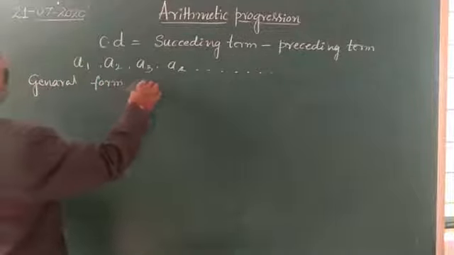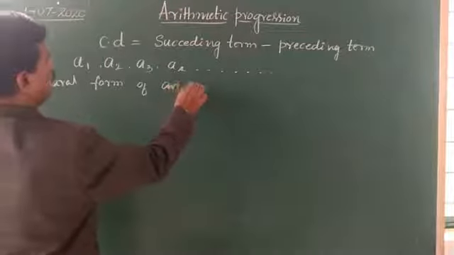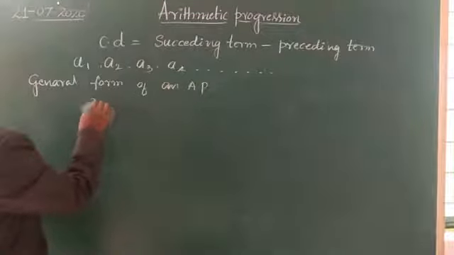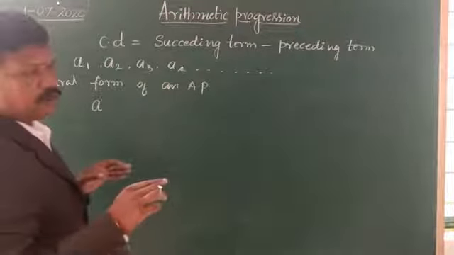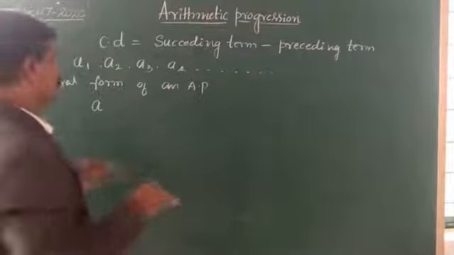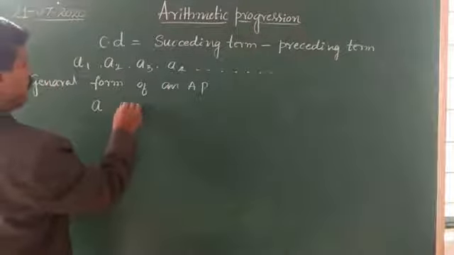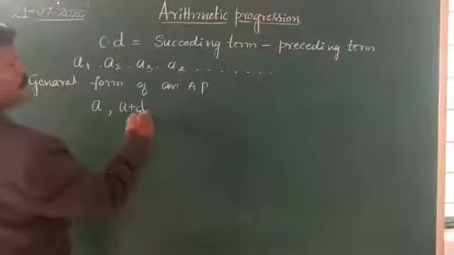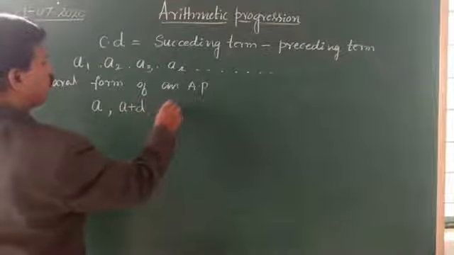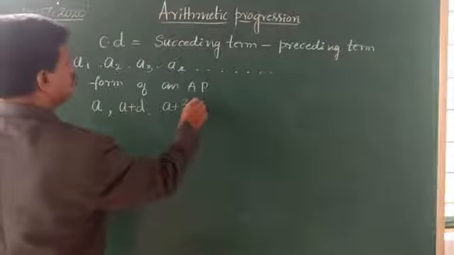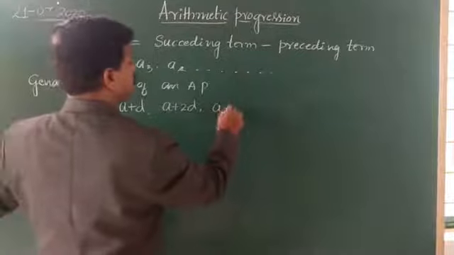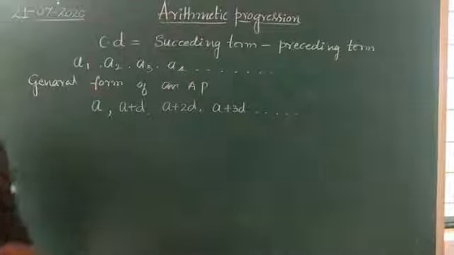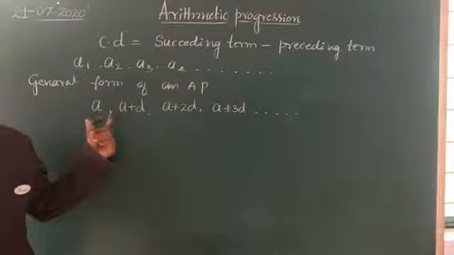General form of an AP. So first term A. According to the definition, they should have the common difference, right? So for this A, if you add 1D, it becomes A plus D. Now to this add one more D, we are getting A plus 2D and A plus 3D, etc., like this. So this is the general form of an AP.